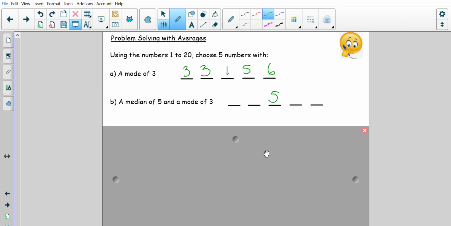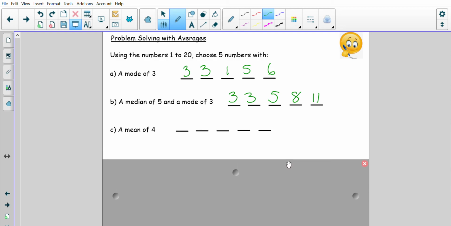I know I've got to have more 3's than anything else, but I also know that my numbers need to be in order with my 5 in the middle. So if I want to have more than 1 3, I have to have 2 3's in there. Okay, so those numbers are fixed. I must have 3, 3, 5, and then in the last two I can have any numbers I like as long as they're bigger than 5. So I could pick an 8 and I could pick 11, but those last two numbers could be anything I like.